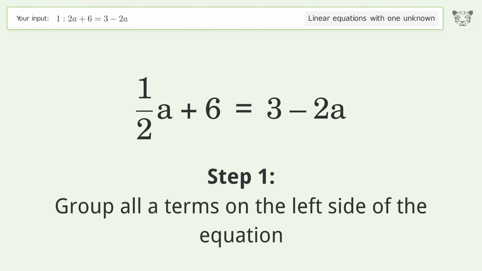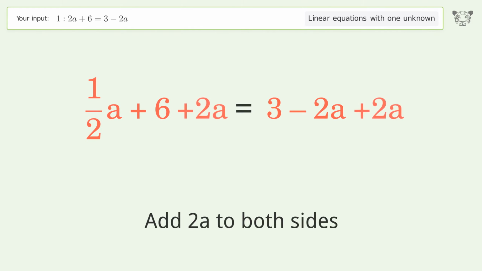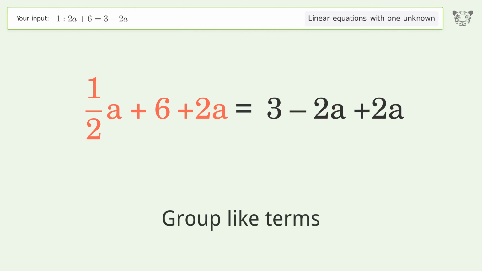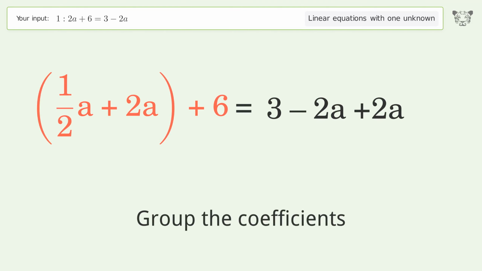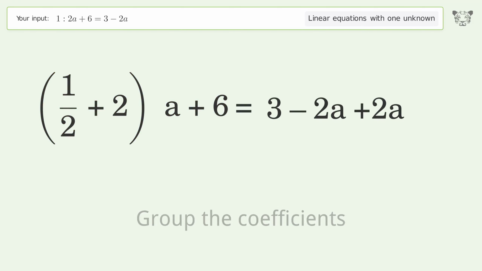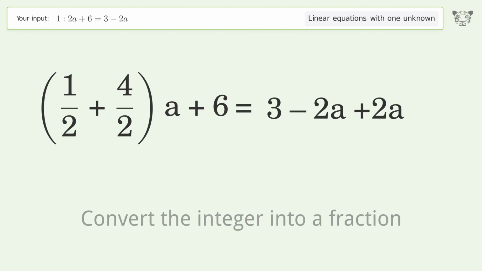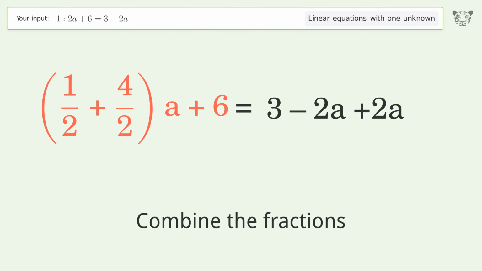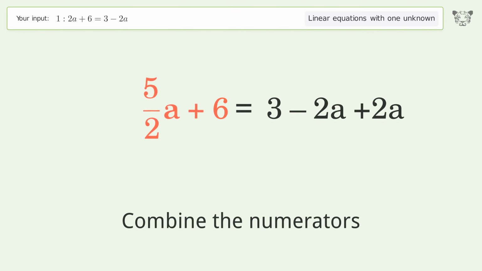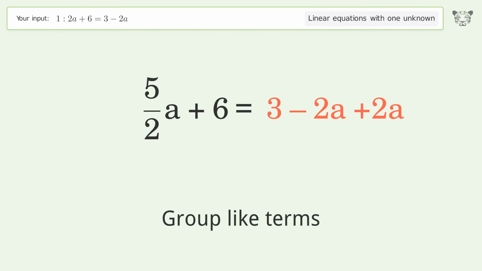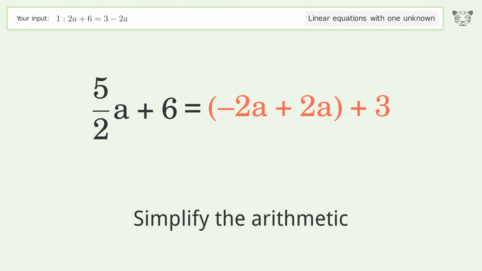Group all a terms on the left side of the equation. Add 2a to both sides. Group like terms. Group the coefficients. Convert the integer into a fraction. Combine the fractions. Combine the numerators. Group like terms. Simplify the arithmetic.